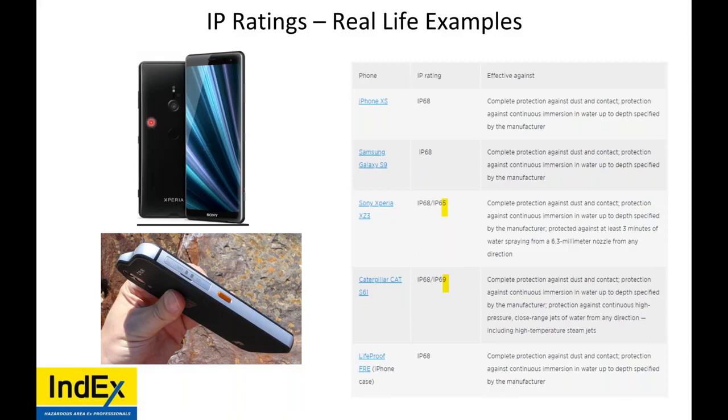So the Sony Xperia actually has been tested for jets of water. The iPhone, the Samsung, they have not. While the Caterpillar phone, they've tested the 68, 69, so it can handle pressure washers, jets of spray. But that does not mean it is okay in rain, because it's different testing conditions.